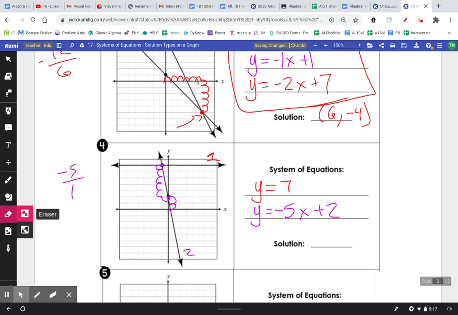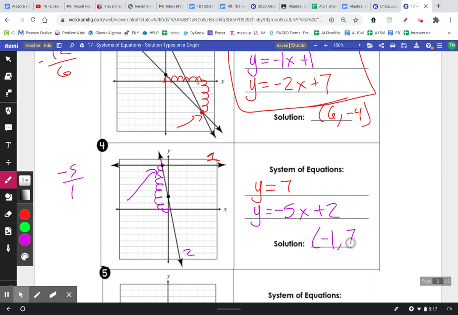And do they cross? They do. We see it. They cross. There's one solution. We see that solution right there, and that's at the point -1 is my x, and 1, 2, 3, 4, 5, 6, 7 for y. So (-1, 7). That makes sense because line 1's equation is y equals 7, so we know that y had to be 7 if there was a solution.